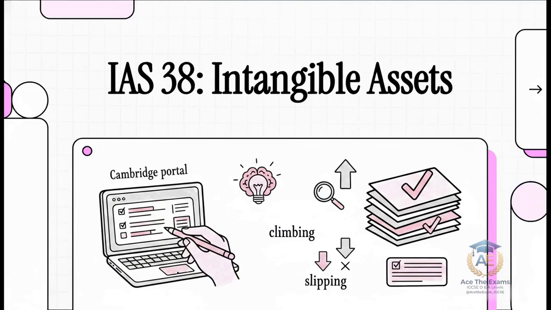Welcome to this explainer. Look, I'm going to be completely honest with you right out of the gate. The difference between a frustratingly close B and a highly coveted, life-changing A star in Cambridge AS and A-level accounting almost always comes down to how you handle one exceptionally tricky standard. I'm talking about IAS 38, Intangible Assets.